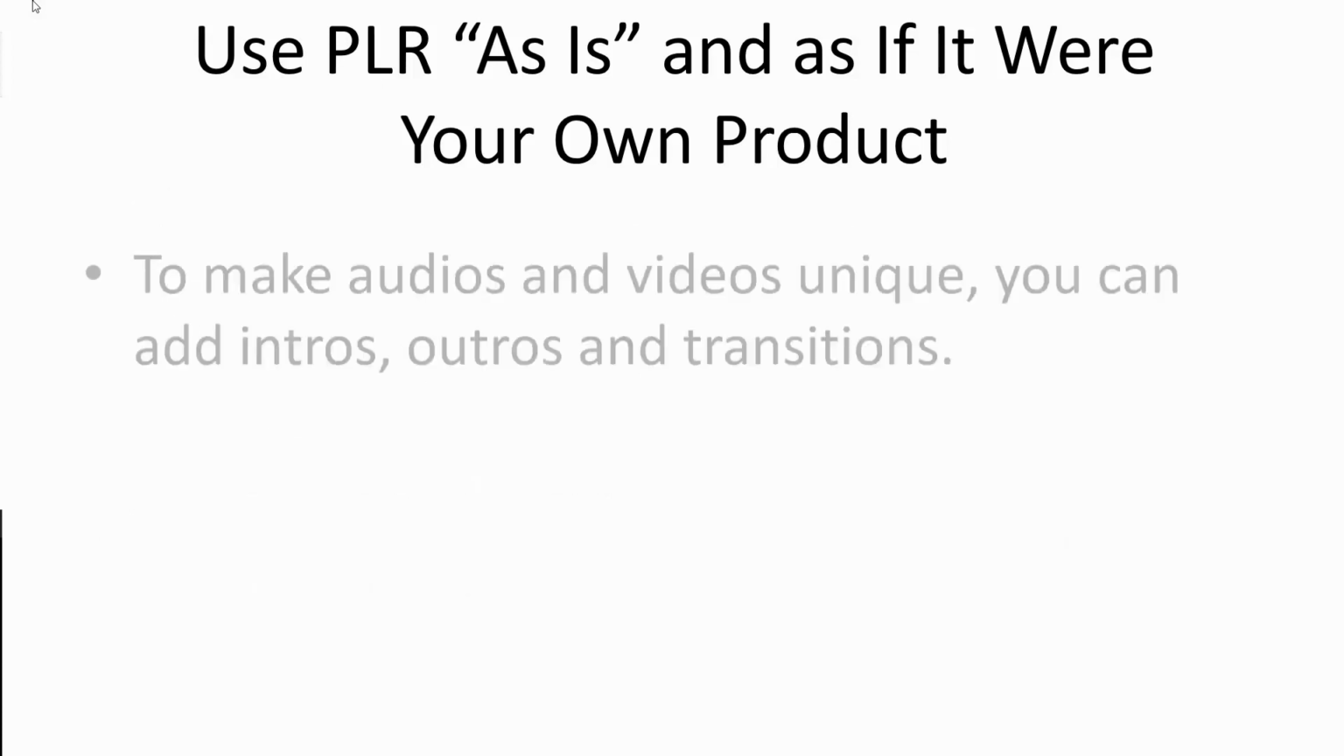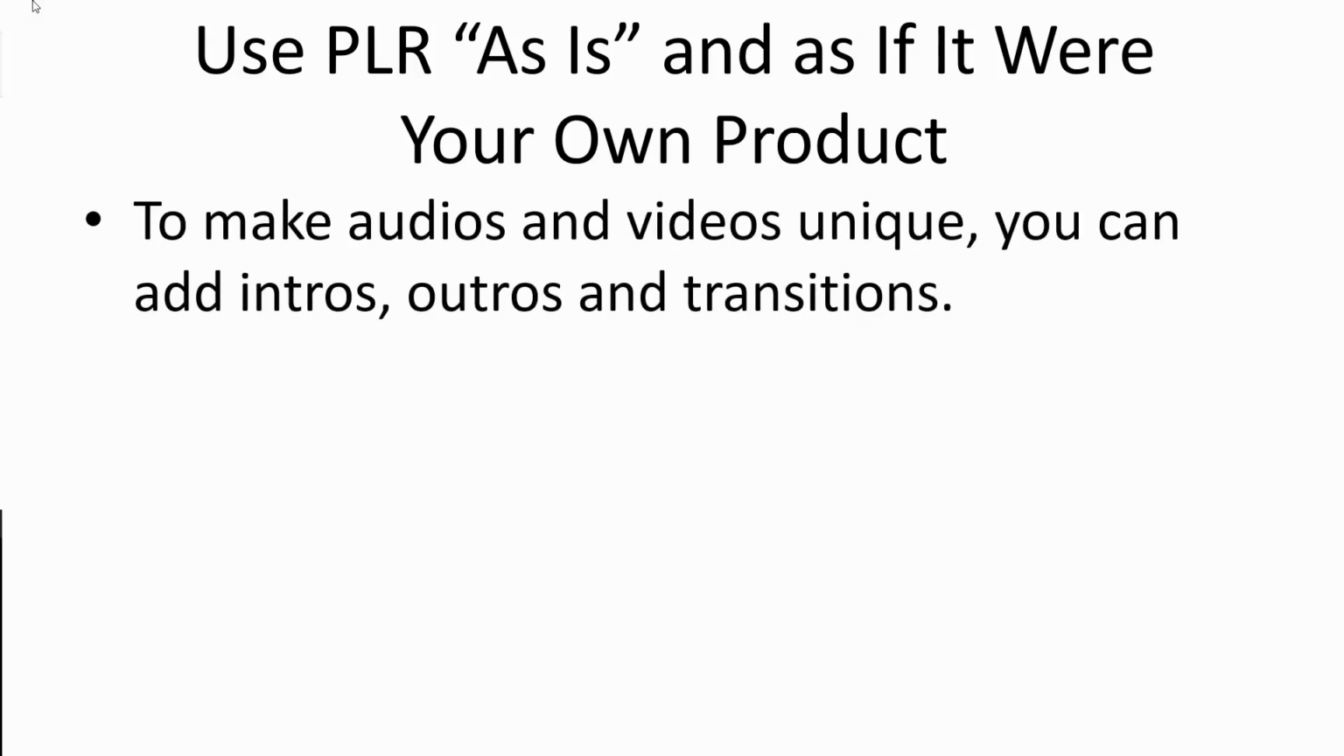Now, to make audios and videos unique, you can add in intros. In other words, you can get different pieces of audio and video. You can record it yourself, or you can go out and purchase it, or you can have it done on places like Fiverr or Scriptlance. You can have voiceovers done, and you can add these unique pieces onto your PLR videos and audios, again, to make it something that your customer is not getting from elsewhere. You can add in different transitions. So there are lots of different ways that you can be creative with multimedia, in particular audio and video, by adding those pieces, again, to give your customer a unique experience.